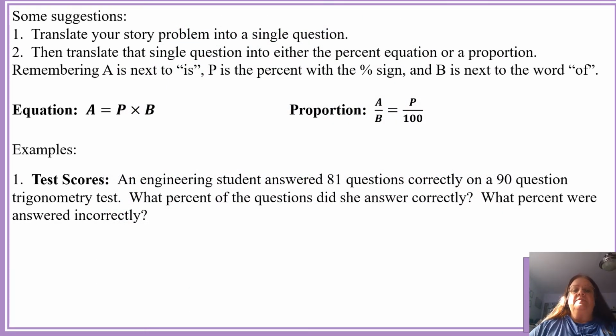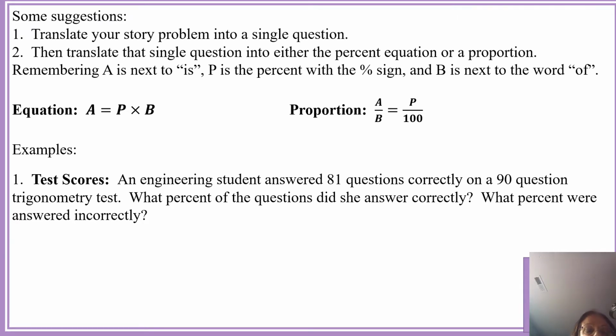Today we're learning 6.3, general application of percents. When you're given a story problem, you want to translate it into a single question in regards to your percentages. Then translate the single question into a percent equation or a proportion, remembering A is next to is. So A is P% of B. Okay, so that's how this works.